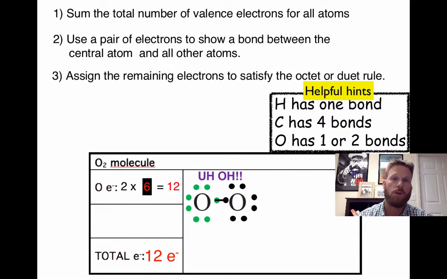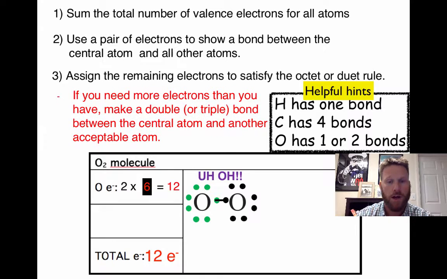So when you need more electrons than you have, you make a double bond. To do that, you just remove a pair of electrons from both atoms and then draw a double bond in between. And if that still doesn't work, you can keep going and draw a triple bond. This will only need a double bond.